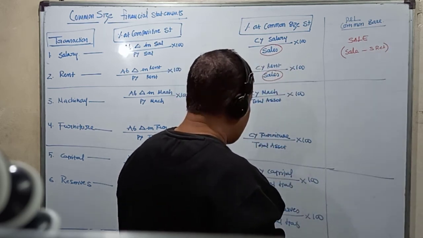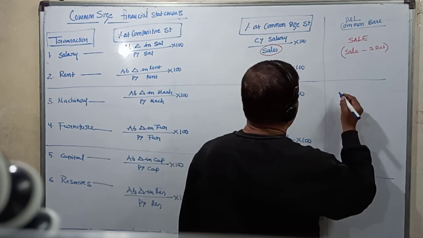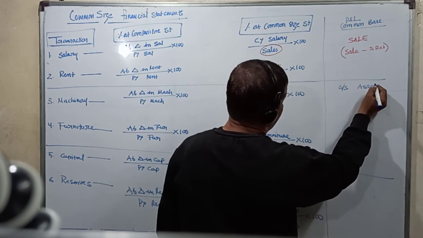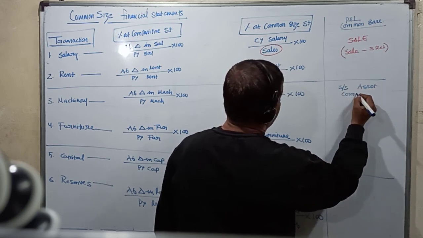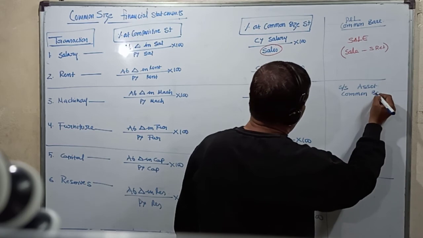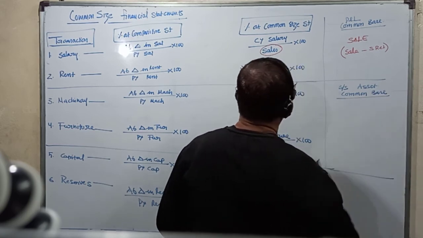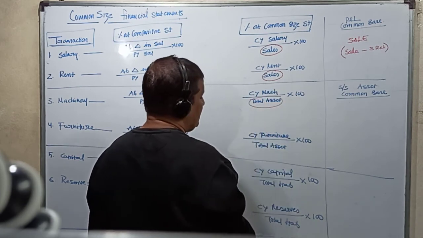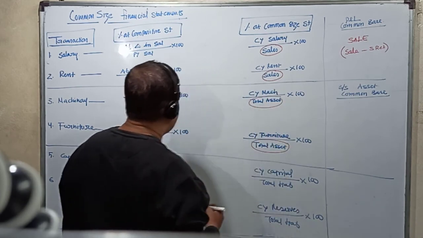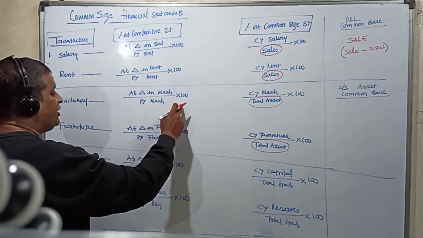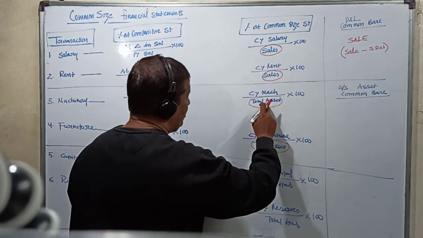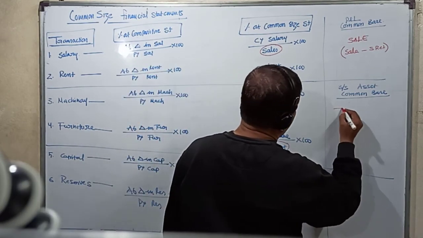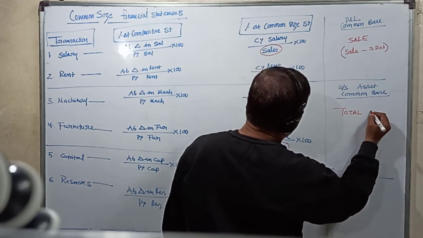Okay, now come to the asset side. So when you come to the balance sheet asset side, what is the common base? Now look here. It is machinery by total asset, furniture by total asset. Here it is different: machinery by machinery into 100, furniture by furniture into 100. Here machinery by total asset, furniture by total asset. So for all assets the common base is total asset.